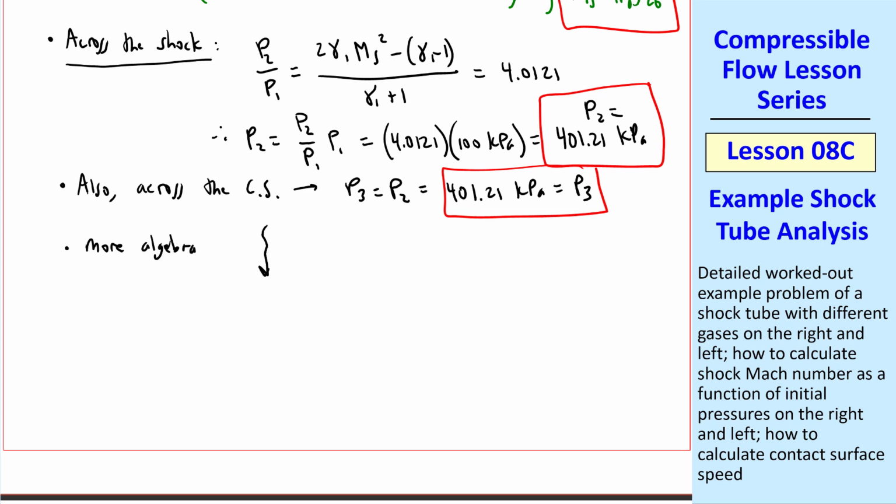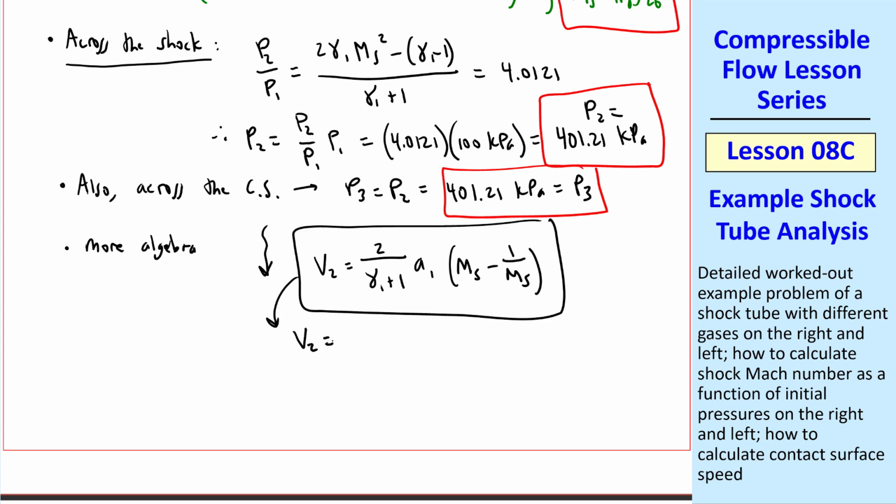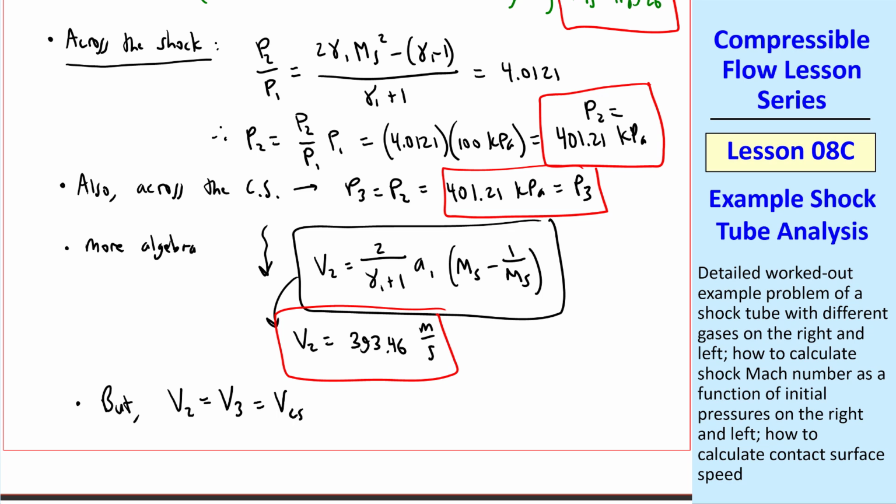A little bit more algebra on some of our previous equations, which I'm not going to show, gives us an equation for V2 as 2 over gamma 1 plus 1, A1, ms minus 1 over ms, which we can solve for V2 directly since we know ms, A1, and gamma 1. I get 393.46 meters per second. But we know that V2 is equal to V3, which is equal to VCS and also VAS.